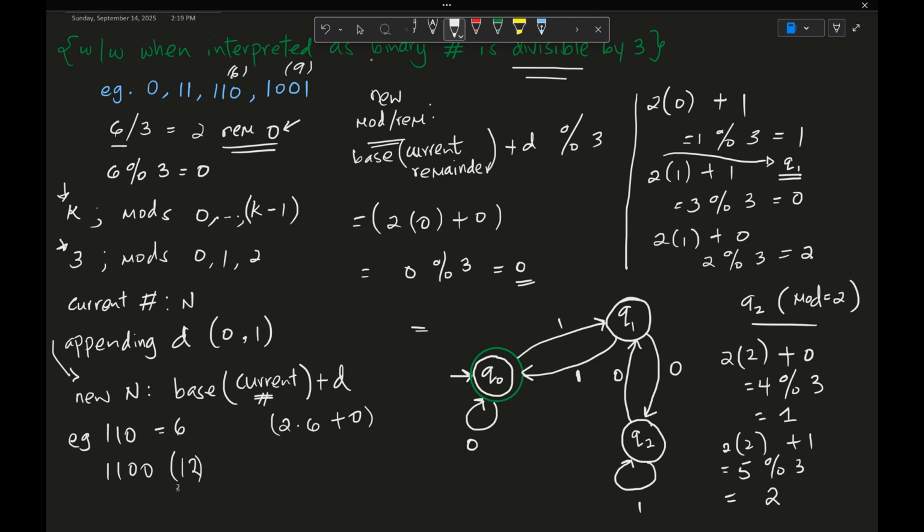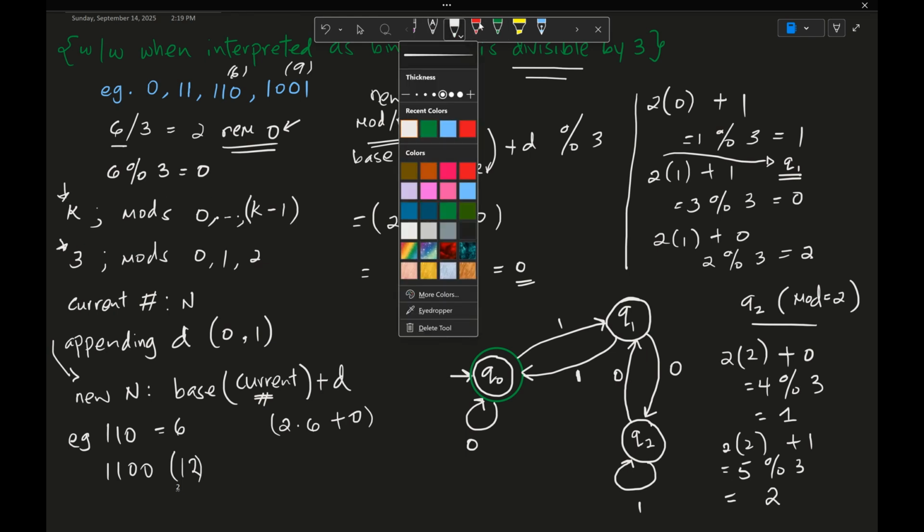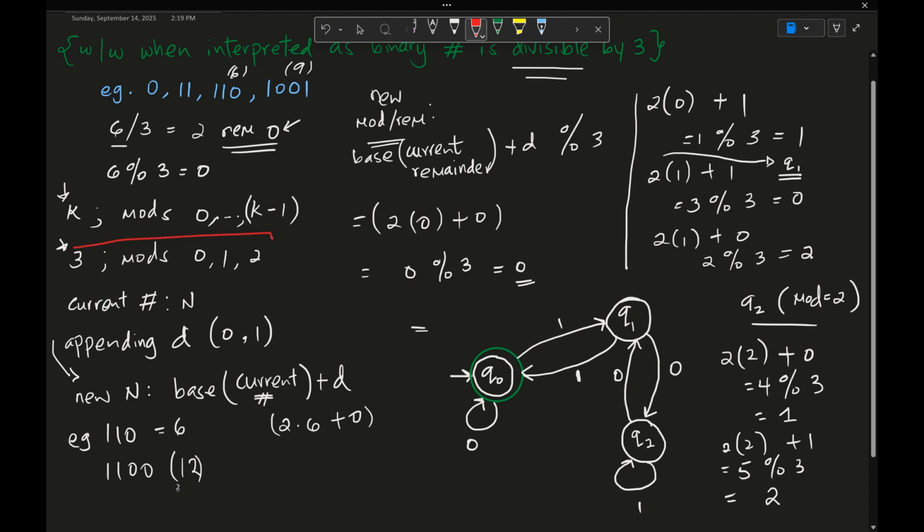And here we have this theorem. It says that if, for example, we have 3 as our divisor, the mods we'll have are from 0 all the way to k minus 1, so 0, 1, 2. This shows that for a number k, to find divisibility using a DFA, we need k states. Here we have 3 states, so for divisibility by 3, we have 3 states.